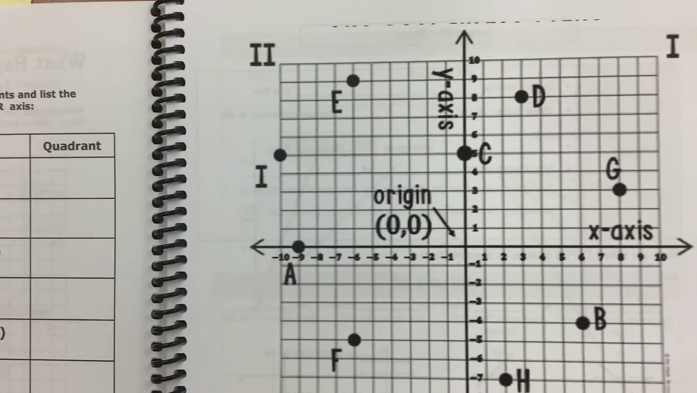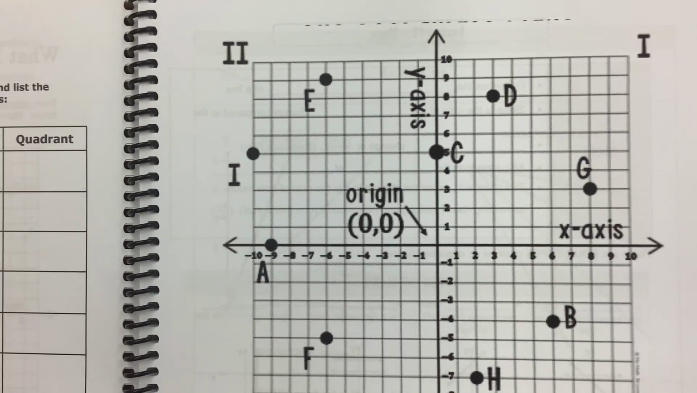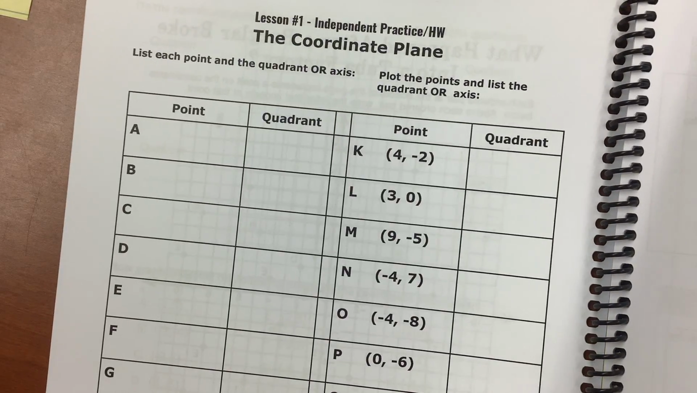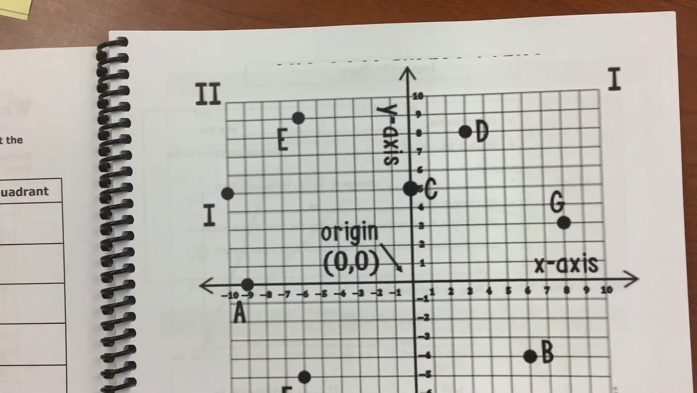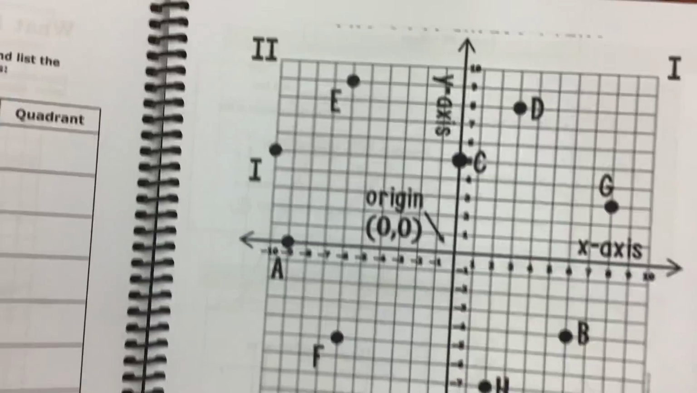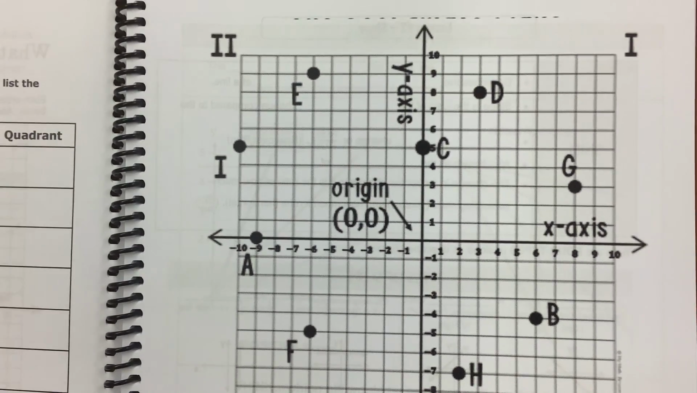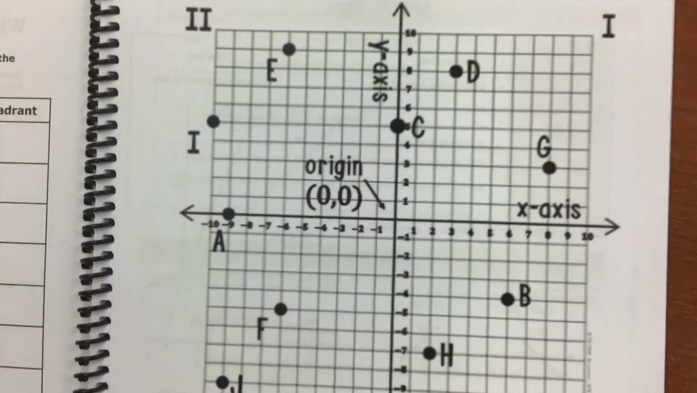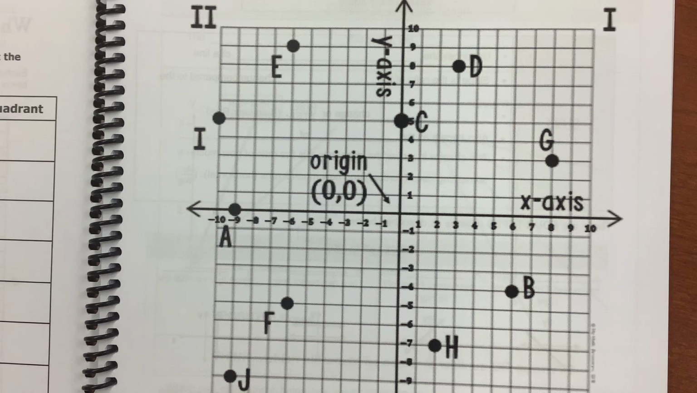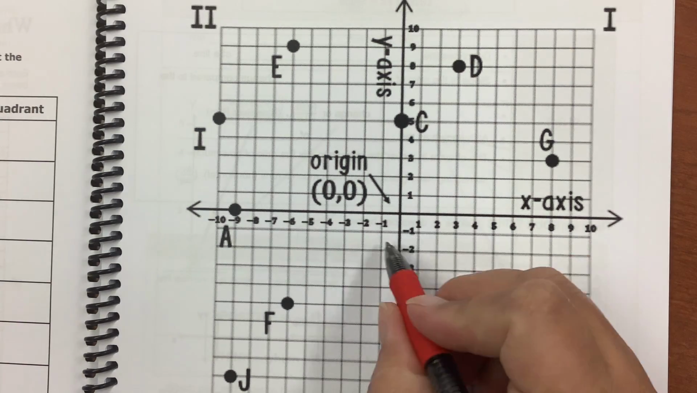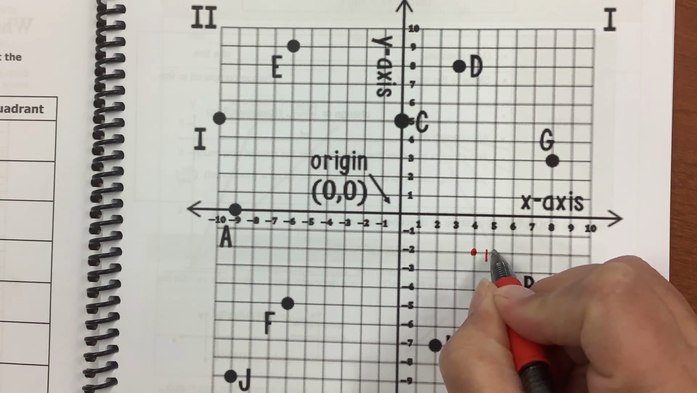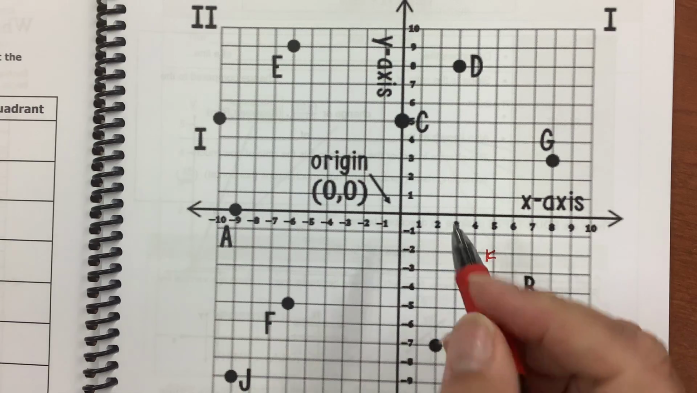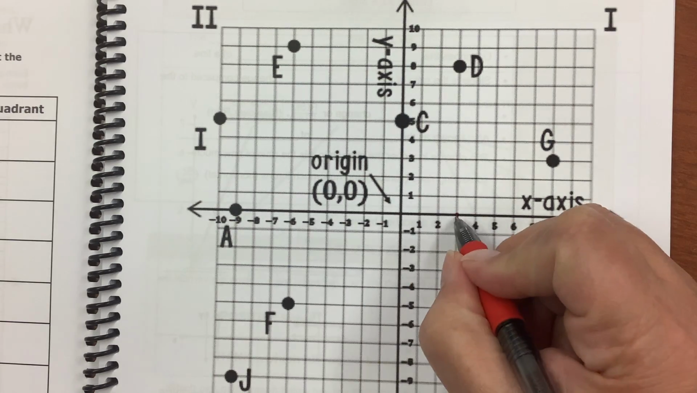You need to look at this graph to answer these problems. So I am just going to start by graphing all of the points that they gave me. I wish this graph was a little bit smaller, would probably be easier, but let's just do it. Point K is at +4, -2. And point L is +3, 0.